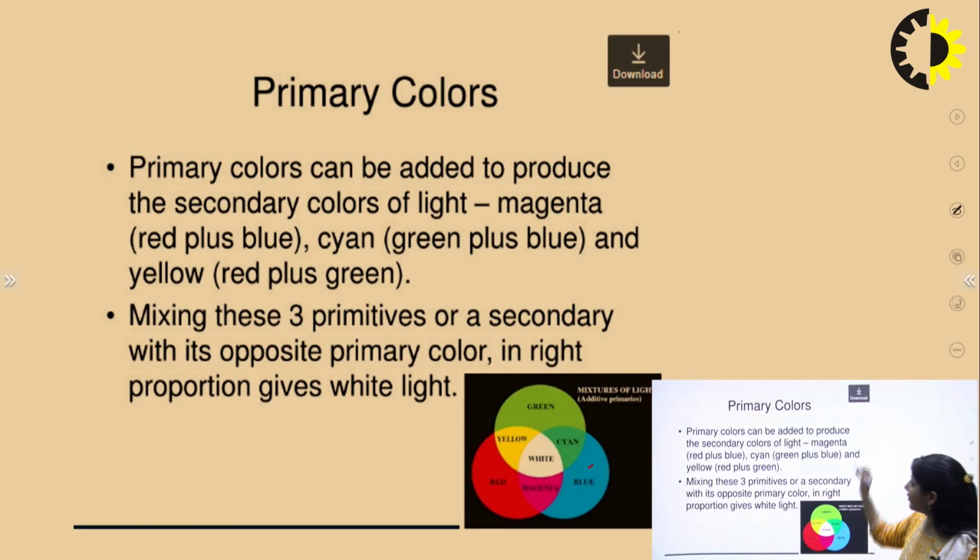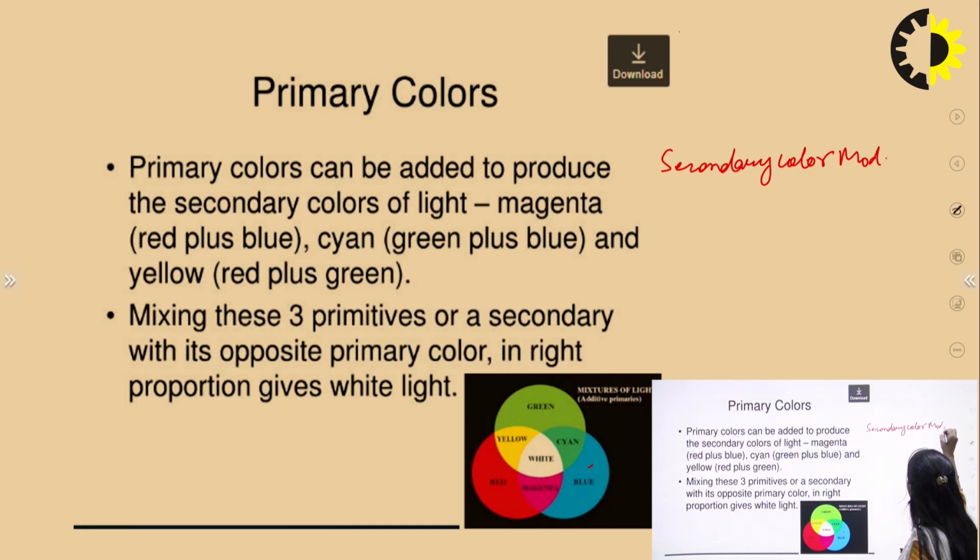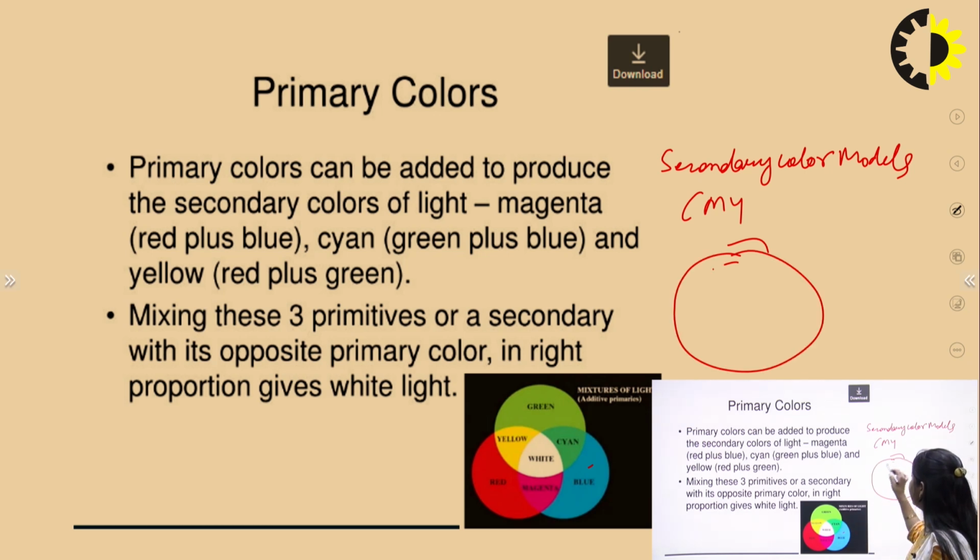We can say RGB are the primary colors, but there is another model, the secondary color model, which is the CMY model. CMY means cyan, magenta, and yellow. These are the color complements. If we have a scale, and this is the region of red color, then its opposite will be cyan. This is the complement.